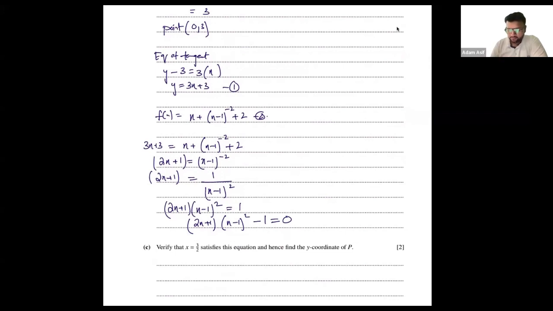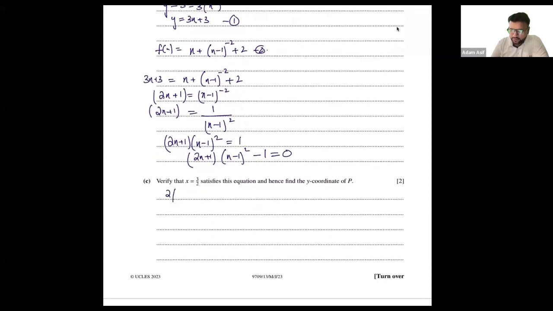So that is why part C is general: verify that x equals 3 upon 2 satisfies this equation, and hence find the y coordinate. Instead of asking you to solve this equation, they have already given you the x value and you just have to show that it satisfies this equation. So satisfying an equation means that when you plug in 3 upon 2 in place of x, it's going to result in 0.